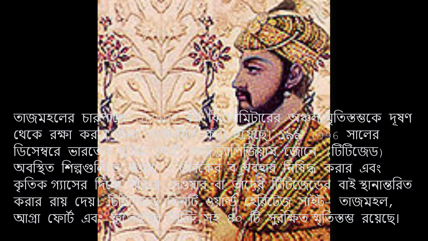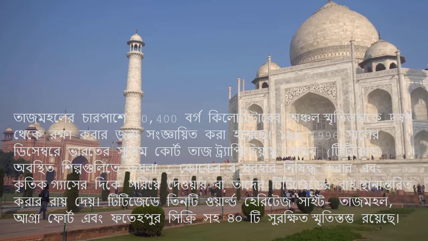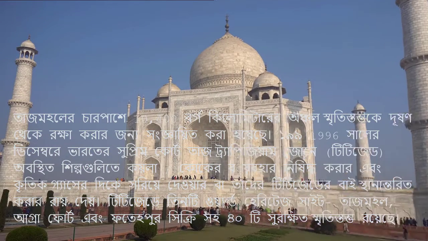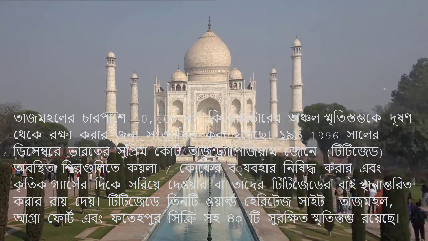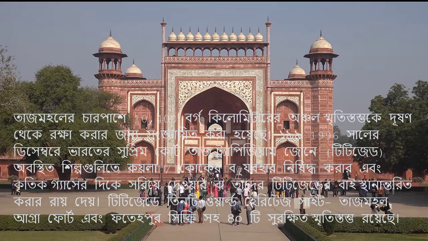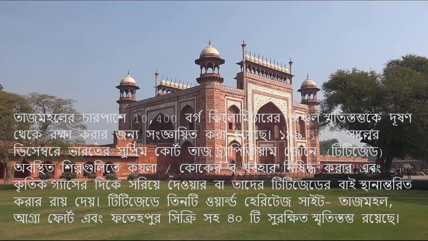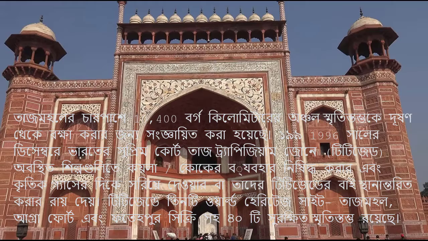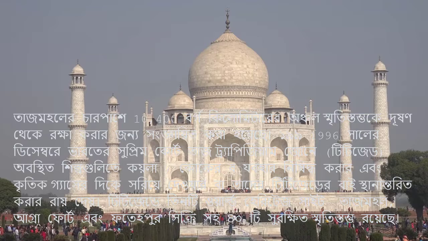An area of 10,400 square kilometers around the Taj Mahal is defined to protect the monument from pollution. The Supreme Court of India in December 1996 delivered a ruling banning the use of coal and coke in industries located in the Taj Trapezium Zone (TTZ), requiring switching over to natural gas or relocating outside the TTZ. The TTZ comprises 40 protected monuments including 3 World Heritage Sites: Taj Mahal, Agra Fort and Fatehpur Sikri.